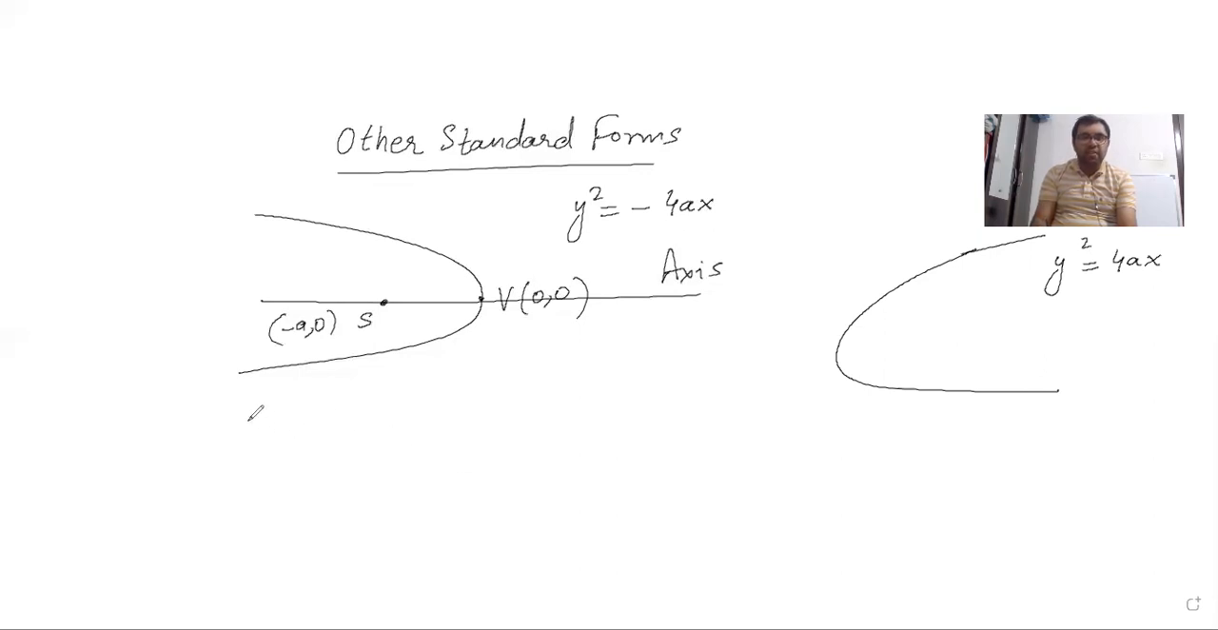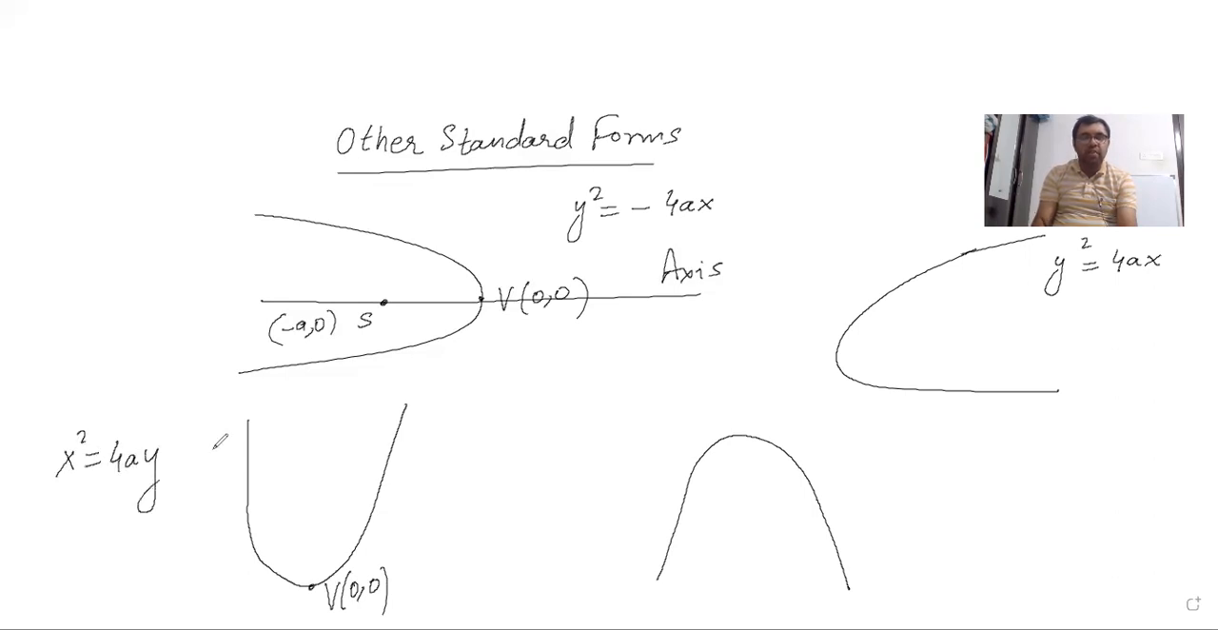Okay. The other standard forms are the vertical ones, where the parabolas either face upwards or they face downwards. Okay. So in this case, when the parabola is facing upwards, the equation of the parabola is x square is equal to 4ay. And in this case, when the parabola is facing downwards, the vertex is origin in all the parabolas. Now in this case, focus is below the vertex. So this will be 0 comma minus a. And now the equation of the parabola will be x square is equal to minus 4ay.